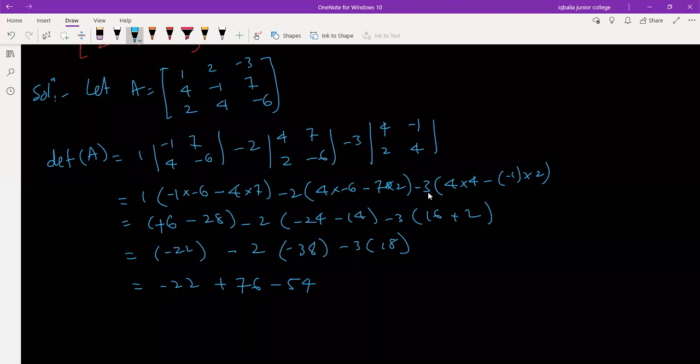76, 54. Just add them. Minus 54 minus 22. So 76, 76 minus, minus... 67 no, 76. This will be 0.